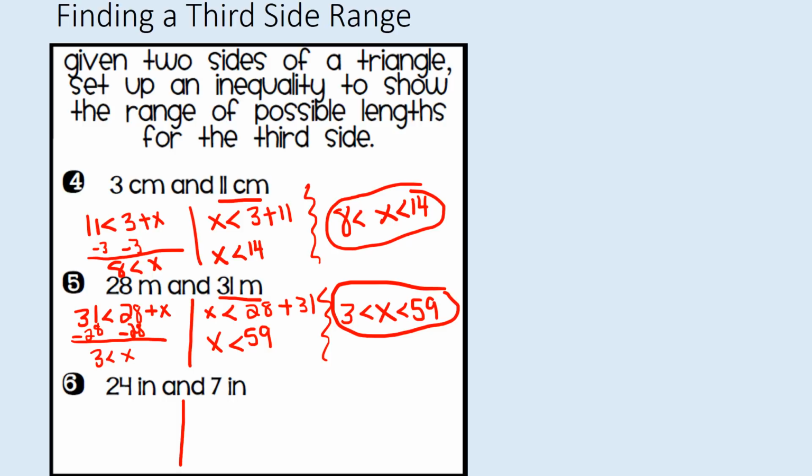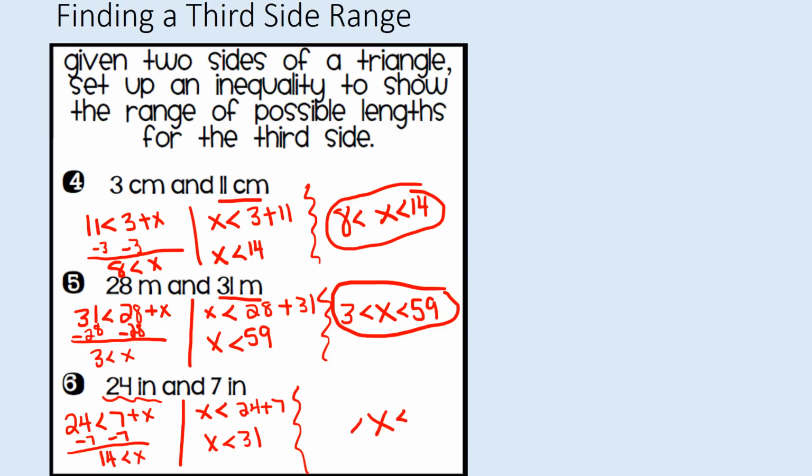And for our last example, we're saying 24 could be the largest side, or it may not be. So we're going to say 24 is less than 7 plus x, or x could be the largest side, so we'd say x is less than 24 plus 7. So subtract 7 from both sides, we get 14 is less than x, and then we have 24 plus 7, which is 31, so we have x is less than 31. If we merge those two into a compound inequality, we get x is between 14 and 31.